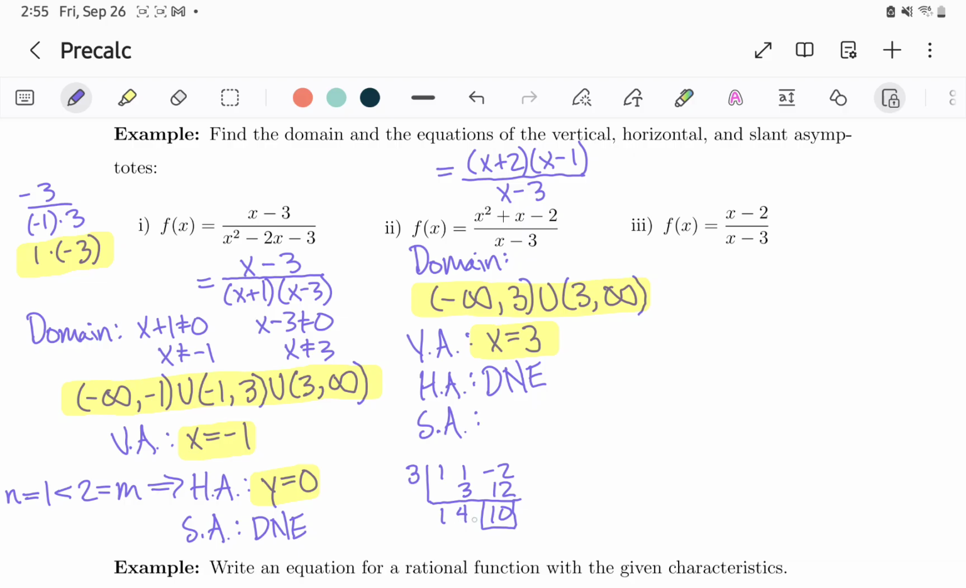So reading the quotient here, it's going to be 4 for the constant term, and then next is the degree 1 term, so it's just a 1, so we're just going to have an x. So our quotient is x plus 4, so our slant asymptote is y equals x plus 4.